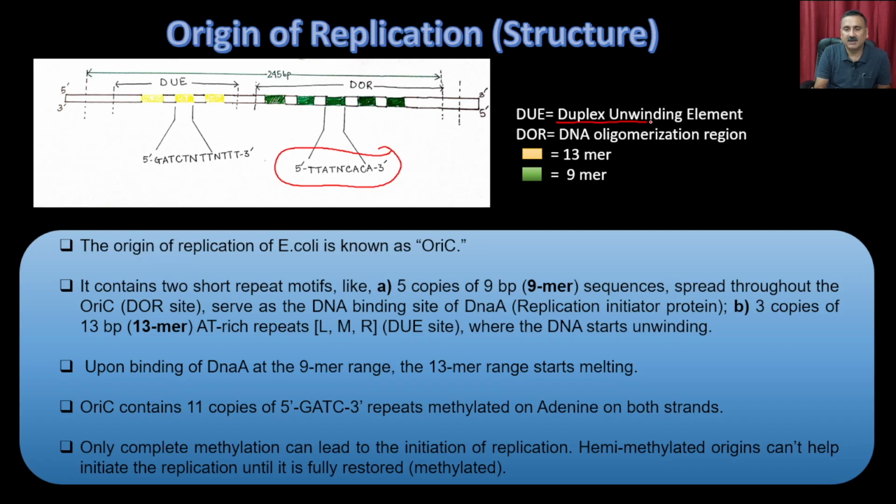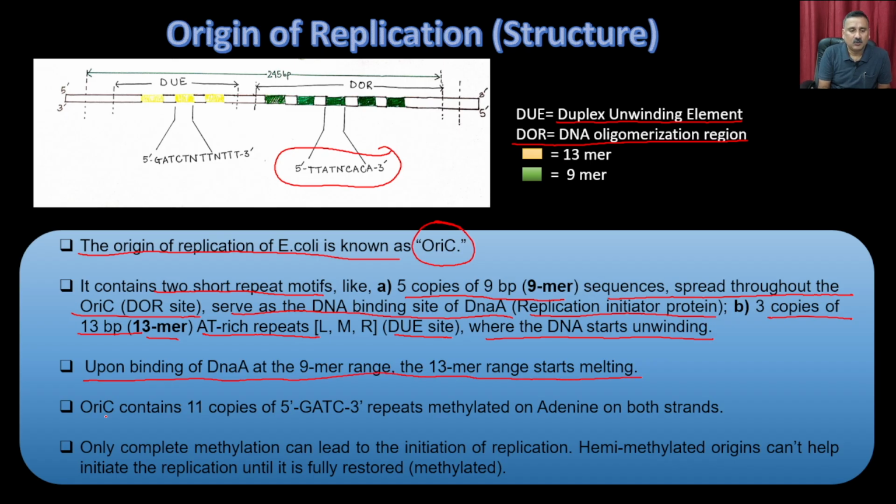DUE means the duplex unwinding element, whereas DOR is called DnaA oligomerization. The origin of replication in E. coli is known as oriC. It contains two short repeat motifs: 5 copies of the 9-mer sequences spread throughout the origin of replication's DOR site, which serve as the DNA binding site of DnaA, a replication initiation protein, and 3 copies of the 13 base pair, or 13-mer, AT-rich repeat, called the DUE site, where the DNA starts unwinding. So, upon binding of DnaA at the 9-mer region, the 13-mer region starts melting.